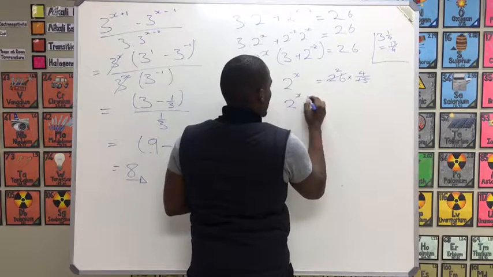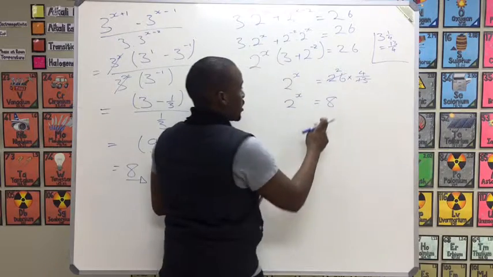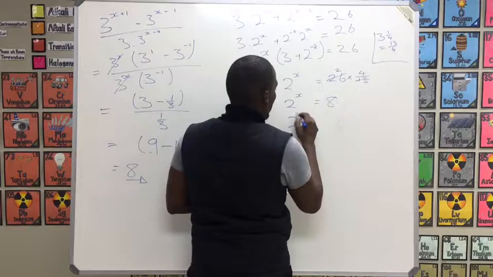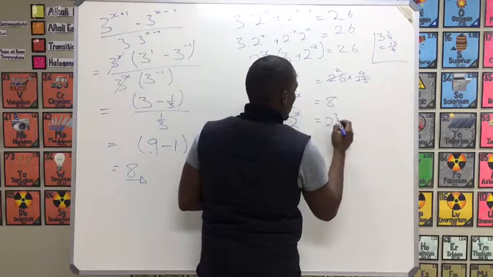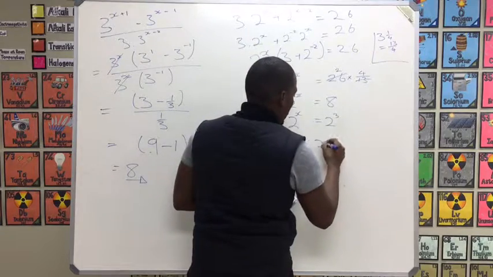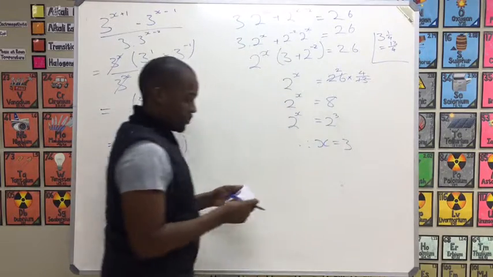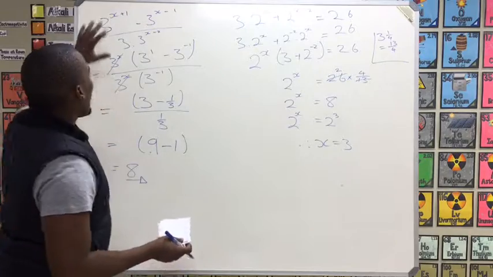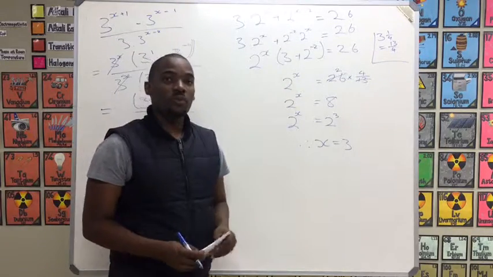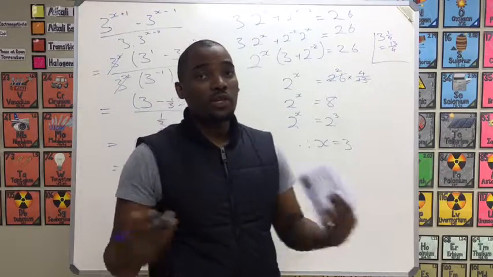So 2 to the x is equal to 8, and we can rewrite 8 as 2 to the power of 3. So 2 to the x is equal to 2 to the power of 3. Therefore, with equal bases, I can equate my exponents, and we end up with x being equal to 3. That's a nice example of how we can simplify exponents as well as work with exponential equations. Okay, now let's look at some third examples.